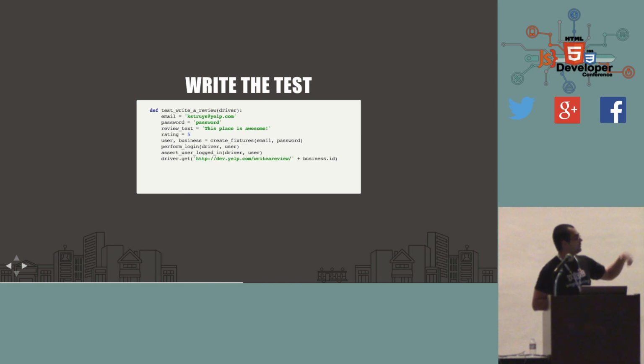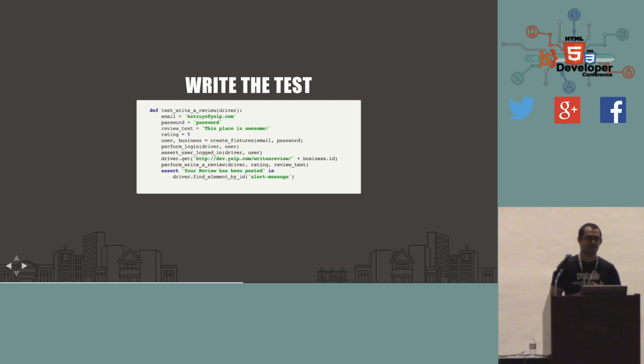Then we're going to go to the write a review page. We're going to perform the write a review actions. And then we're going to assert that the user ends up on a page that actually says, hey, your review has been posted. Once we've told the user their review is posted, it should be in the database at this point. And that's where we're going to make the assertion that the user's written the review.